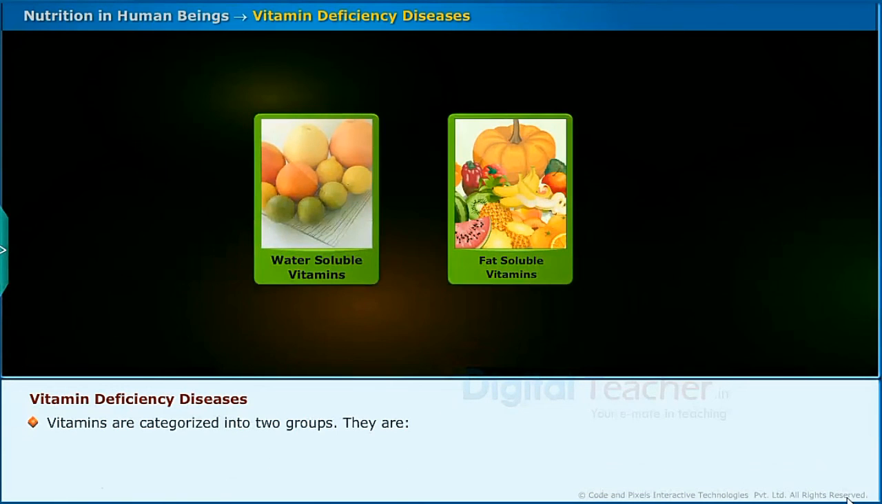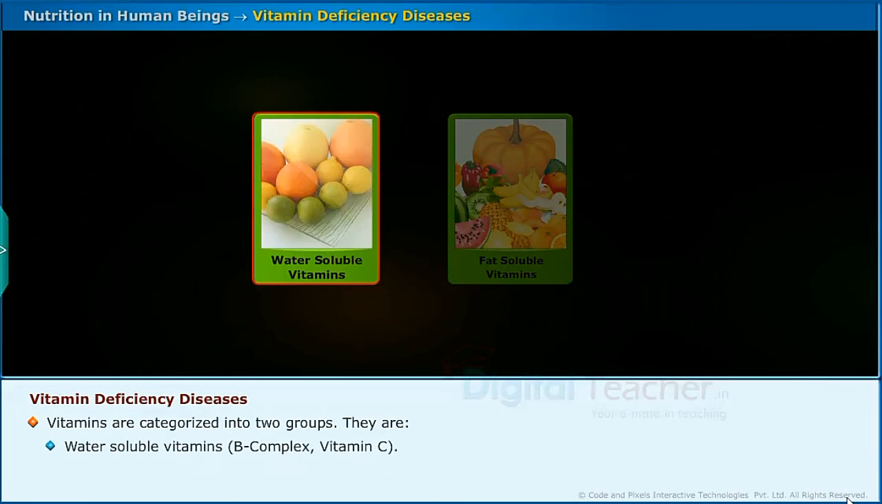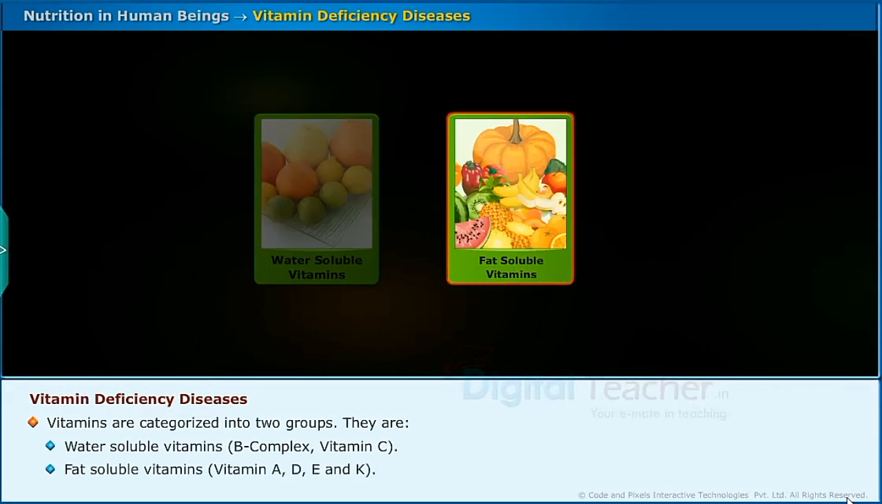Vitamins are categorized into two groups. They are water-soluble vitamins, B complex, vitamin C, fat-soluble vitamins, vitamin A, D, E and K. Let us study the vitamin available sources and deficiency diseases.